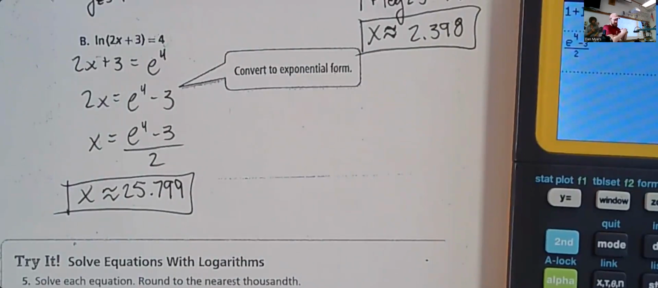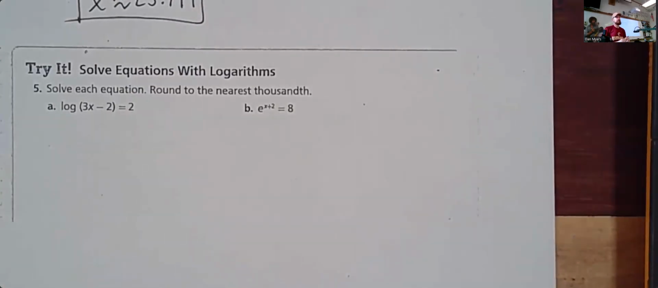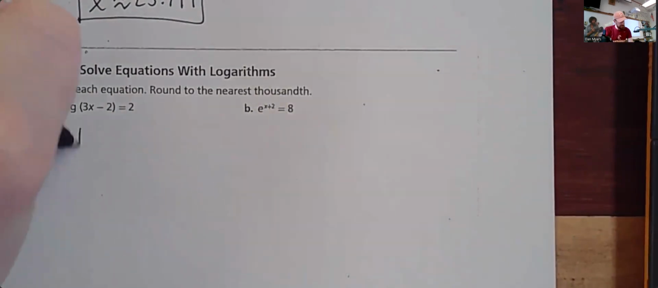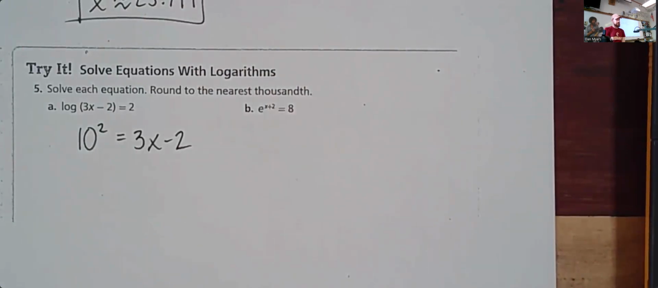All right. Let's keep going. There's a couple more down here. Any questions on those two? Okay. So here we go. Log 3x minus 2 equals 2. What's our base value? 10's our base value. Good. What's our exponent? 2 equals the argument 3x minus 2. You can finish that one on your own. Go for it. Square 10, solve for x.